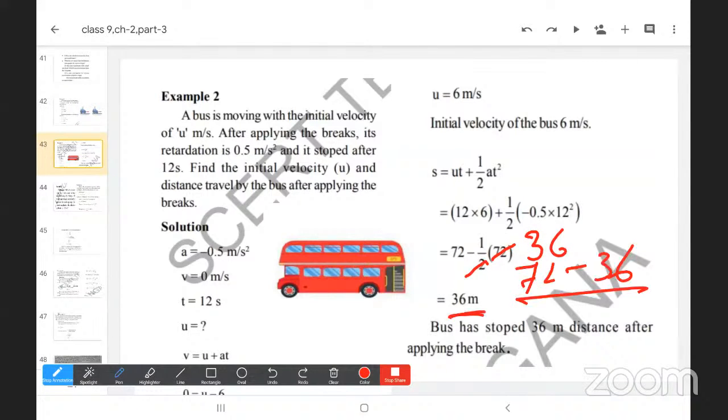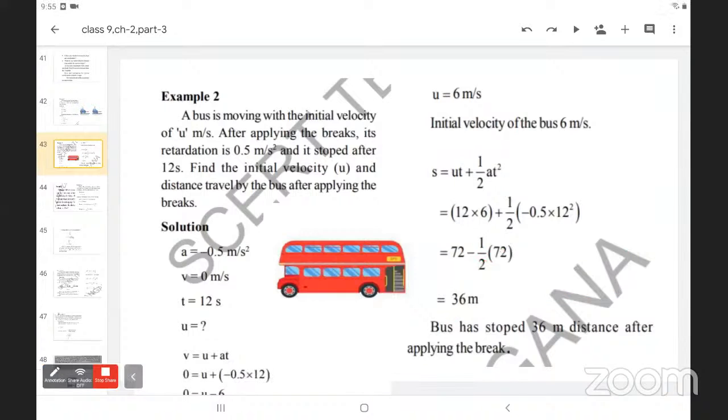So the distance traveled by the bus after applying brakes is 36 meters. So we can say the bus has stopped at a 36 meter distance after applying the brakes. Okay, this is the way to find the answer.